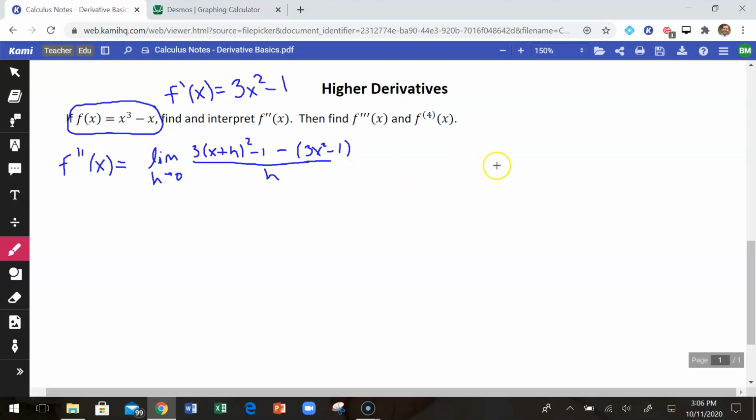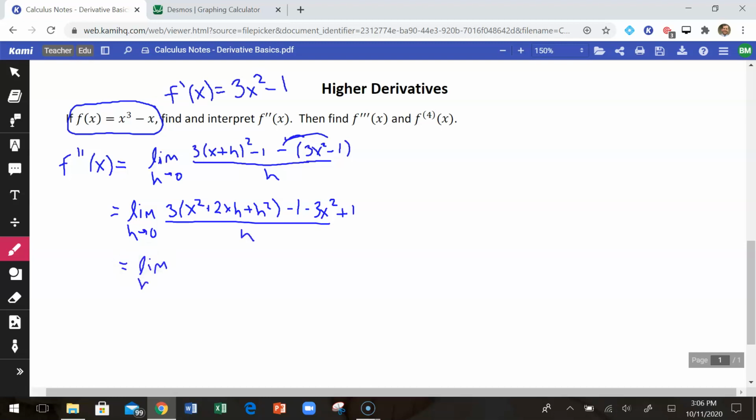And I'm going to simplify this and cancel some things out and get a function. So that gives us the limit as h approaches 0 of 3 times, if I do x plus h squared, that's x squared plus 2xh plus h squared, minus 1, and I'm going to go ahead and distribute my negative here, which would be minus 3x squared plus 1 all over h, which gives us the limit as h approaches 0 of 3x squared plus 6xh plus 3h squared minus 1 minus 3x squared plus 1 all over h.